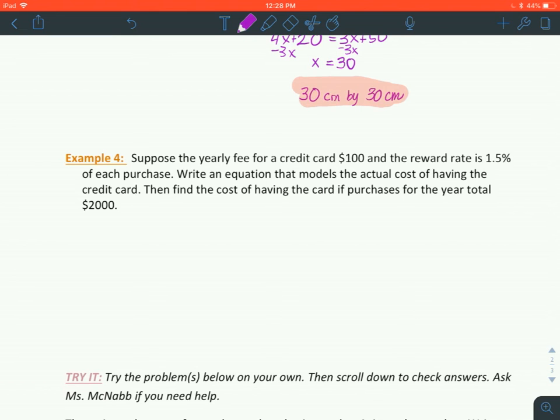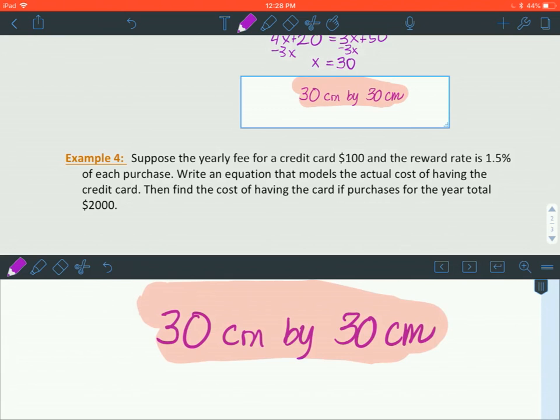So suppose the yearly fee for a credit card is $100. I would not have any credit card where you have to pay a fee, but you get a reward rate of 1.5% back for each purchase. We want to write an equation that models the cost of having this credit card and then do some stuff with it, but let's start with the equation.